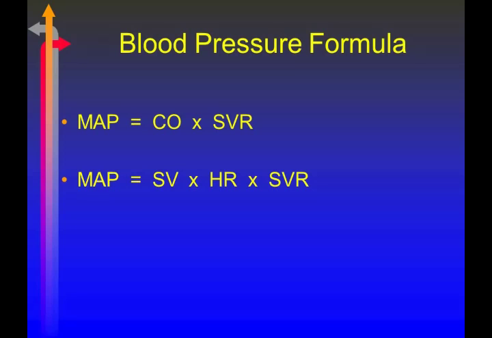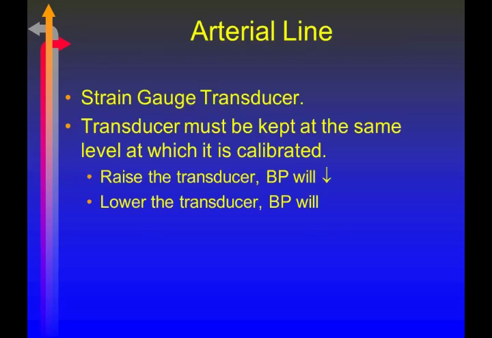As an alternative to calculating mean arterial pressure, it is also derived by the cardiac output times the systemic vascular resistance, and breaking the cardiac output out into its two components, the stroke volume and heart rate. You can calculate it that way also.